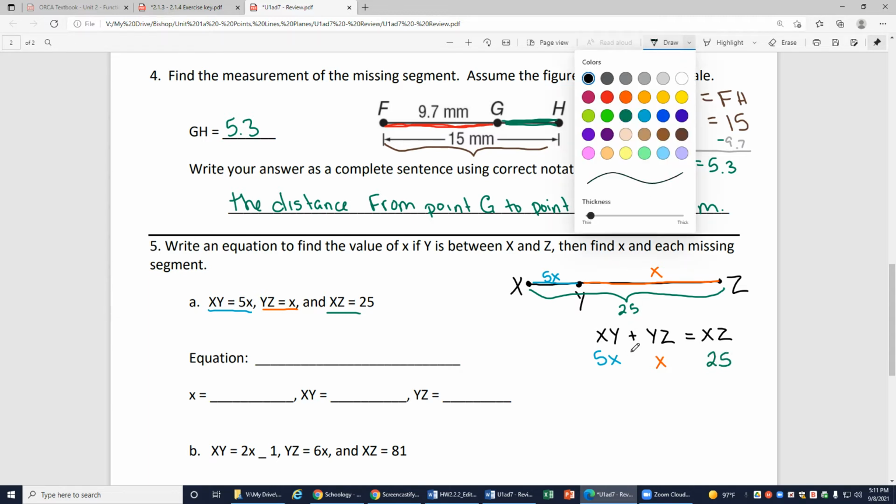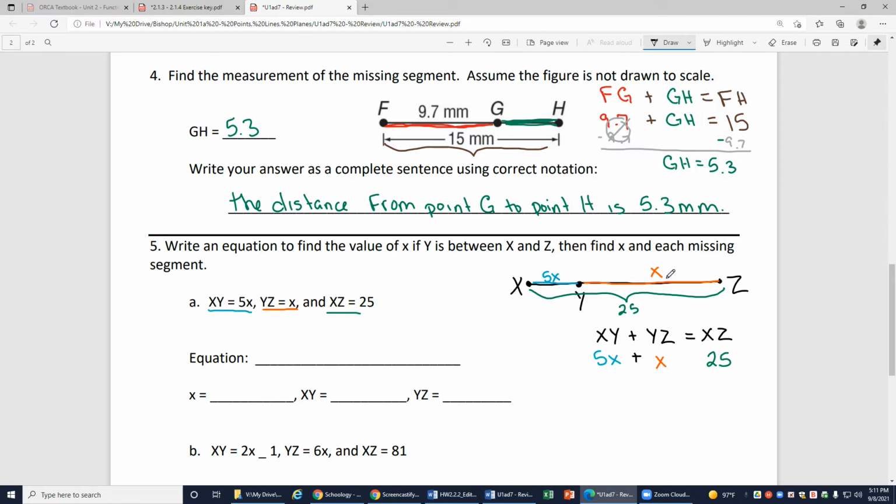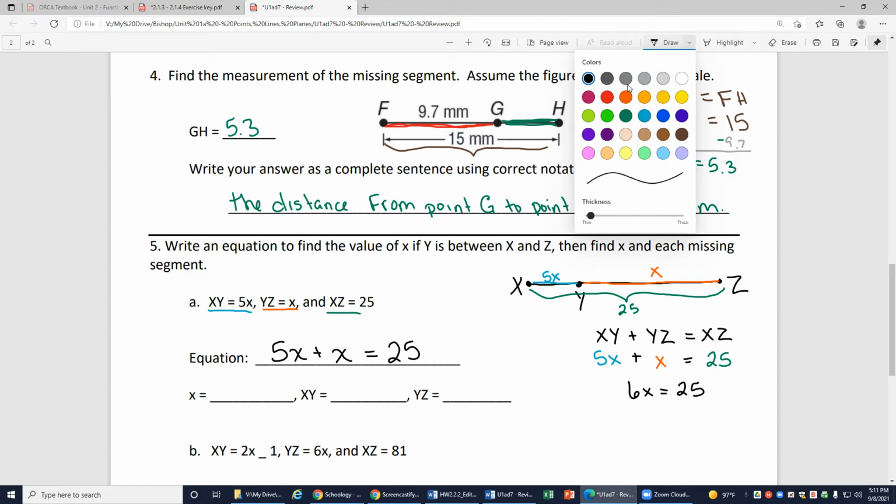So now I'm going to bring down my math. I'm adding the blue and the orange together, and that's going to equal the whole green. Okay, so look, there's my equation. I'm going to have 5x plus x equals 25. That's my equation. If you simplify it, you say 5x plus x is 6x equals 25. If this was a free response on a homework or a quiz or a test, I would take either the 6x equals 25 or the 5x plus x equals 25, because those are equations. They're both equations.